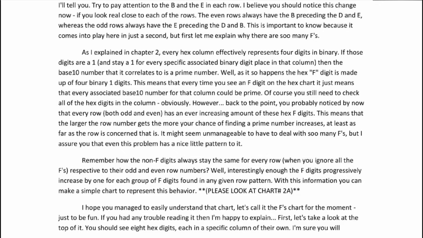However, back to the point. You probably noticed by now that every row, both odd and even, has an ever-increasing amount of these hex F digits. This means that the larger the row number gets, the more your chance of finding prime numbers increases, at least as far as the row is concerned, that is. It might seem unmanageable to have to deal with so many F's, but I assure you that even this problem has a nice little pattern to it.